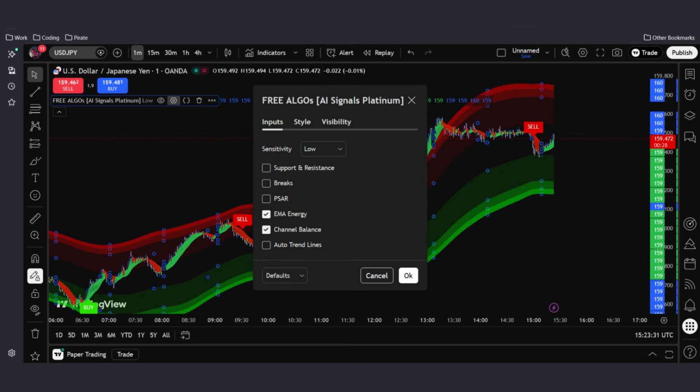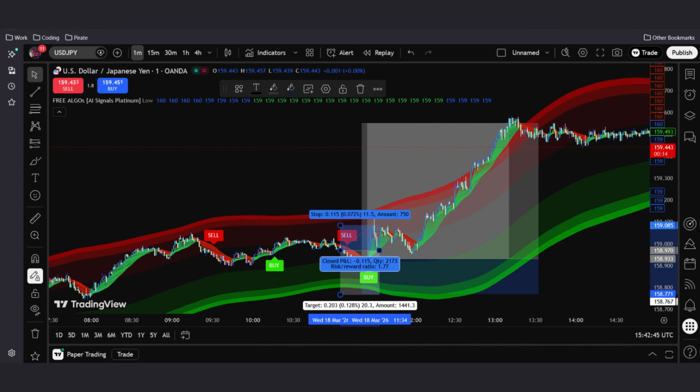Alright, let's set this up properly. 1 minute time frame. Used it with its default settings and sensitivity. I ran it on low. Now look at the current signal. You see why I said USD Japanese was my favorite pair for this indicator?